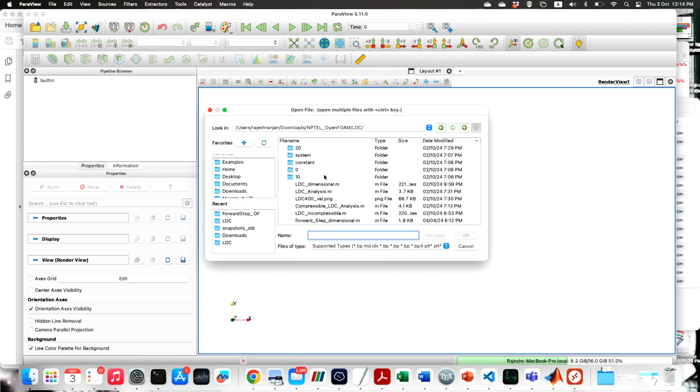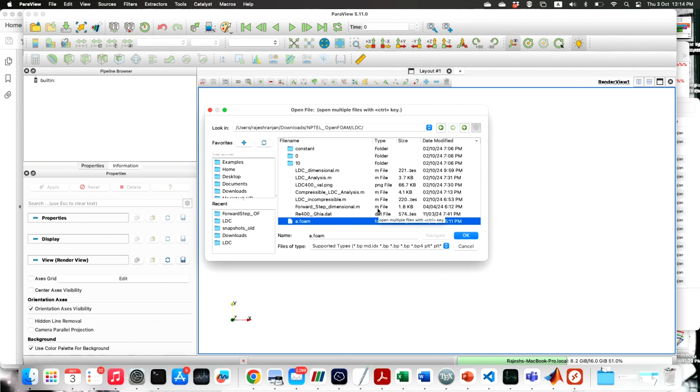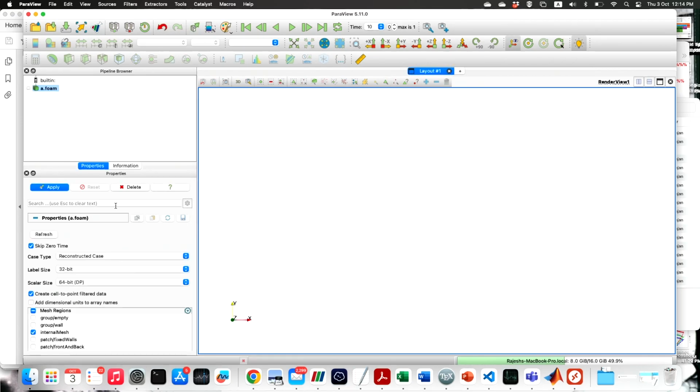So this is the case of LDC, and you can see that I have created a simple file, a.foam. You can give any name. It is a kind of patch in OpenFOAM that will help you open or visualize the data files in ParaView. So you can just click apply.